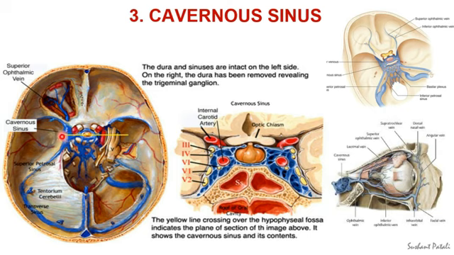And each of these cavernous sinuses extends from the superior orbital fissure in front to the apex of the petrous temporal bone behind. The interior of the sinus is found to be traversed by interlacement of reticular fibers, and this makes the sinus spongy in appearance. Therefore, we call it cavernous. Cavernous means spongy.